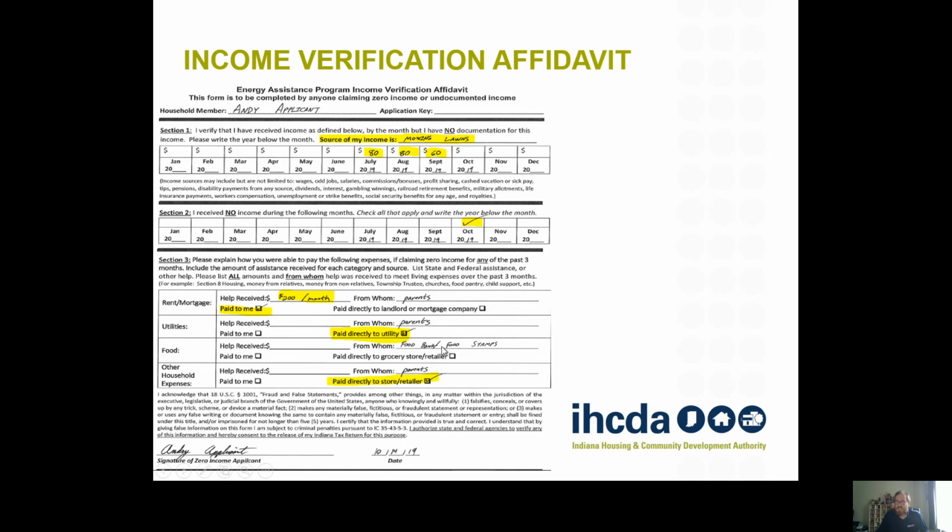And for food, as you can see, he just filled in that he went to the food bank and received SNAP. In that case, those are benefits that we don't count as income, so we're not going to be concerned with how much he received.